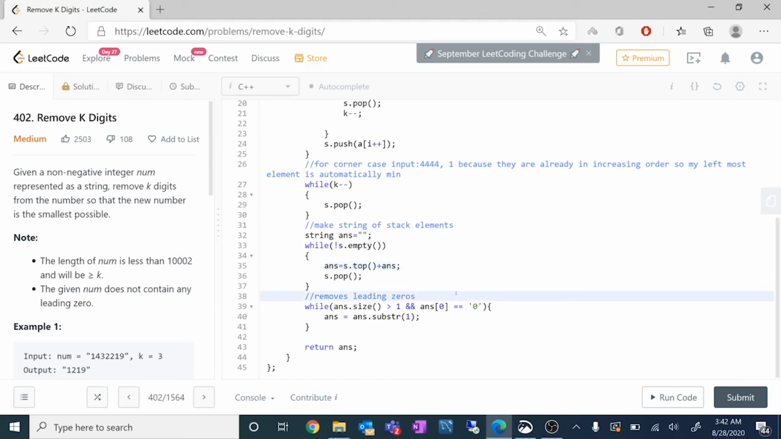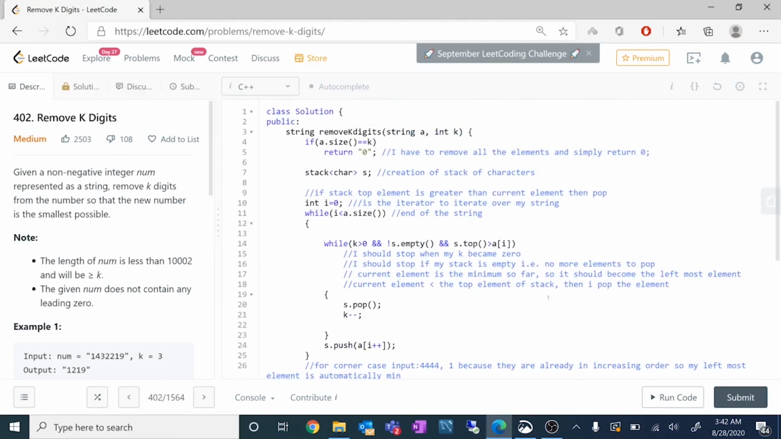And this is to remove leading zeros. See, suppose I have ultimately been left with 0 0 1 2 3, right? So I have to remove these zeros. What I do is start from my zeroth element and, up till the point where I have zeros, I remove those elements, right? This is to remove any leading zeros, and then finally I return my answer. So that is the entire code for it.